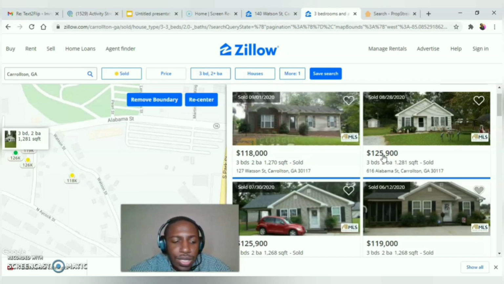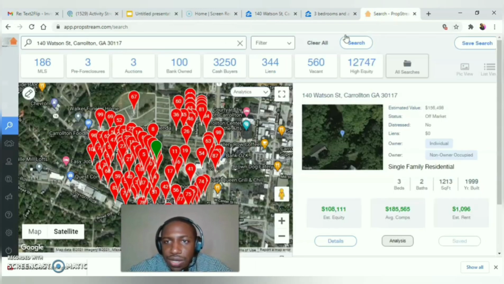So the seller is actually asking for $75,000. At $75,000, that leaves about a $50,000 gap. And I'm thinking that's a pretty good deal. So the next thing I do is I go to Prop Stream and I look the property up and I hit details.